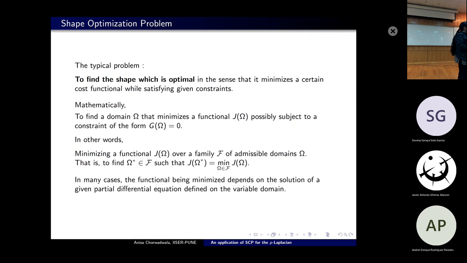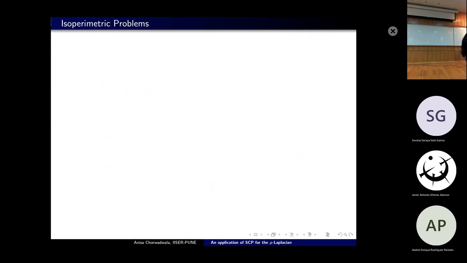In many cases, the functional J that we are trying to minimize depends on the solution of a differential equation. And this differential equation is defined on variable domains. So the moment the domain changes, the solution changes, and the functional which depends on the solution also changes. So that is the dependence on the domain in case of a partial differential equation. So this is the connection between shape optimization problems and partial differential equations.